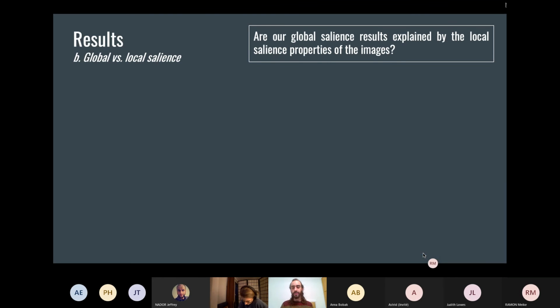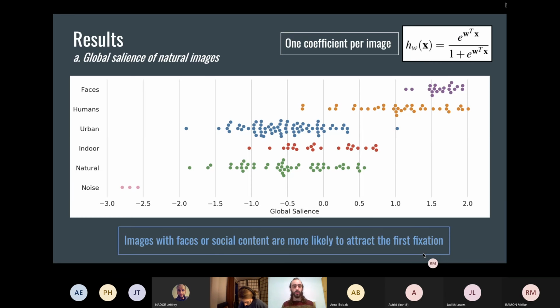Yeah, so the conclusion of this is that images with faces and humans are more likely to attract the first fixation. Yeah, thanks.